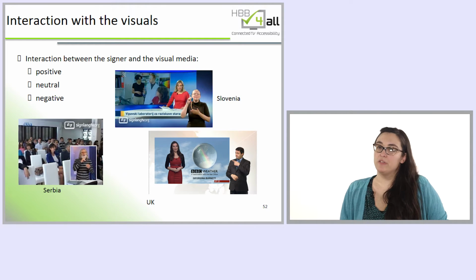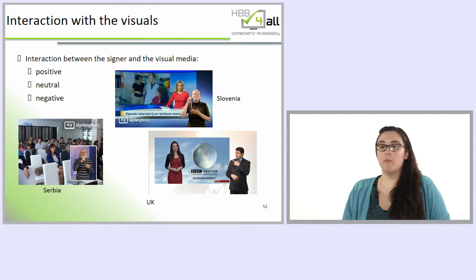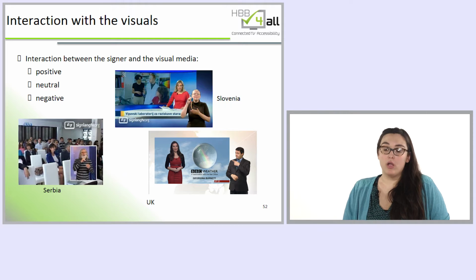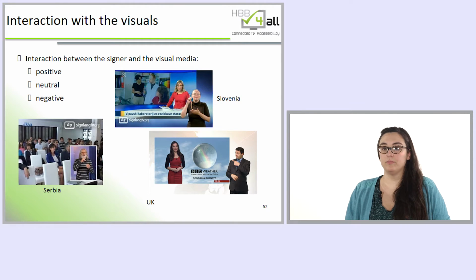Sometimes the negative interaction is in the opposite direction, as we have seen in the Korean example. That means that sometimes it is other visual information, for example, the digital on-screen graphics, that block or partially block the interpreter's signing, for example, the hand shape or the facial expressions.